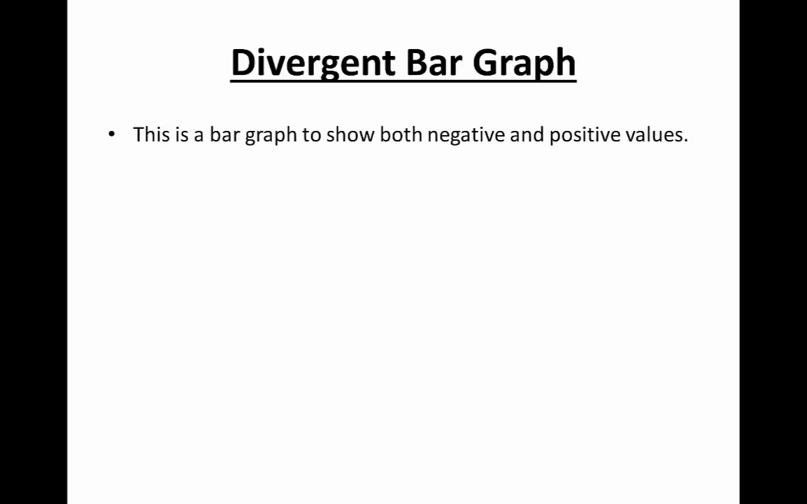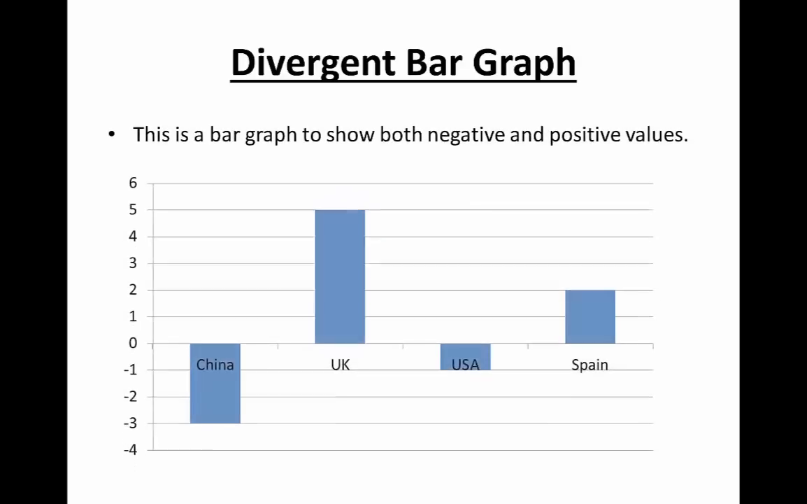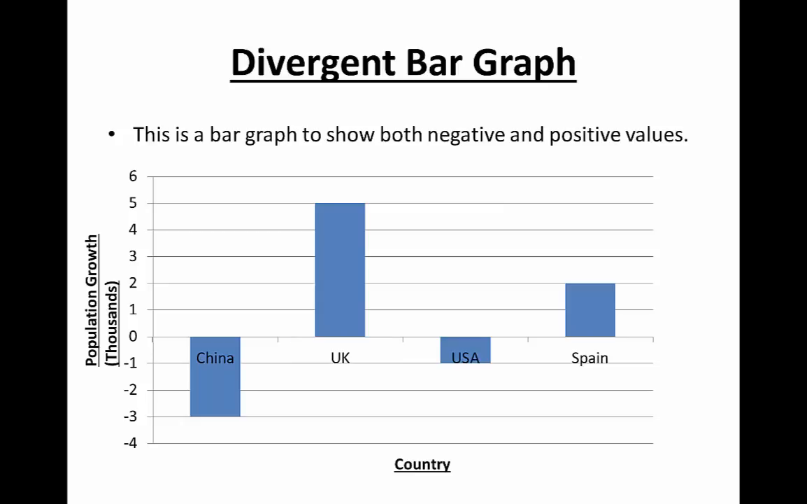This is a bar graph to show both negative and positive values, so it looks somewhat like this. On our x-axis we have the countries, so we have China, the UK, USA and Spain, and on our y-axis we have the population growth in thousands. As you can see, we can see a negative value such as that of China, who is experiencing -3 population growth in thousands, and USA -1, and UK and Spain both show positive population growth.